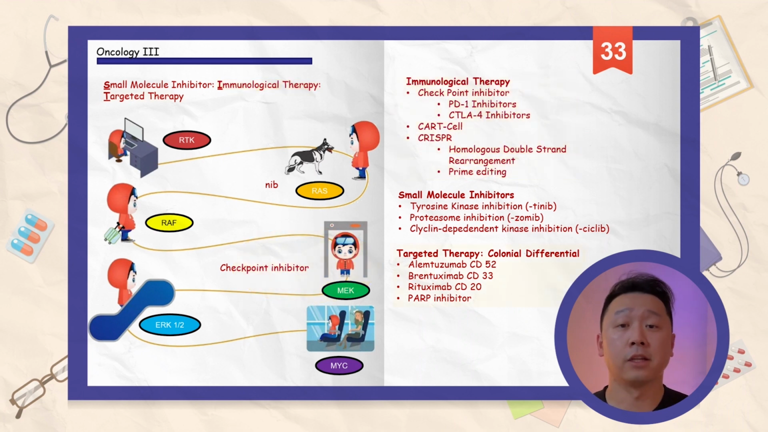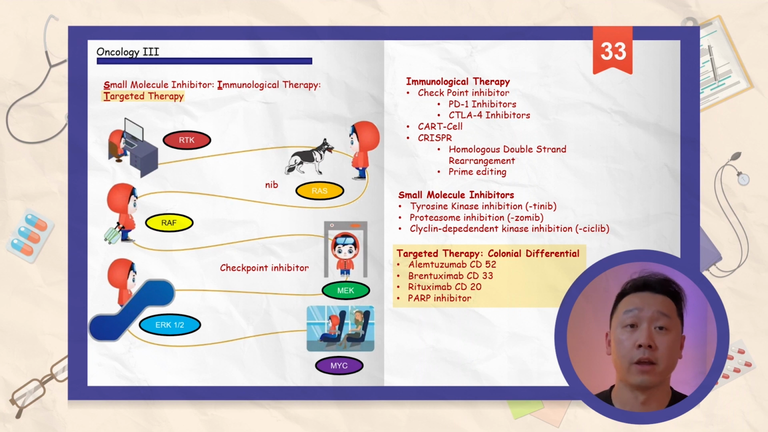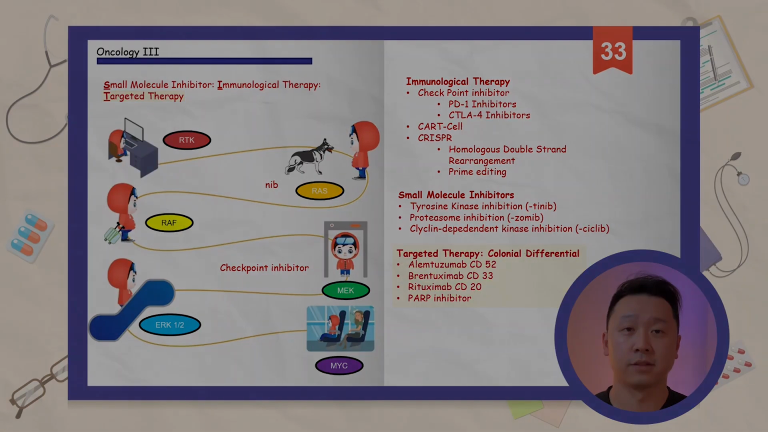So finally, targeted therapy. The specific characteristics of our character are what can lead the security surveillance to identify the person of interest, such as the goggles that he's currently wearing. This is very much like the specific characteristic of a cell known as clonal differentiation. So examples of drugs within this class are CD52, alemtuzumab, CD33, brentuximab, CD20, rituximab, and finally PARP inhibitors. And this concludes all the mechanisms of action for the oncological drugs.